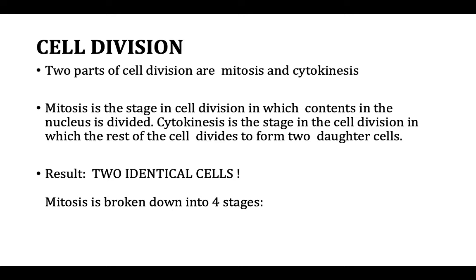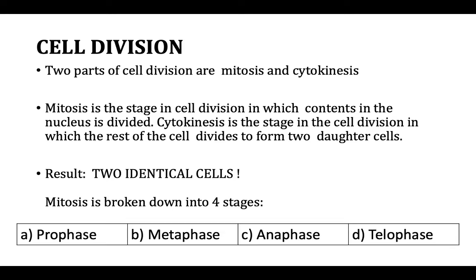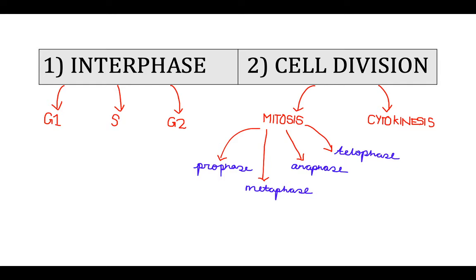And mitosis, which is our first part of cell division, can be broken down into 4 stages. So prophase, metaphase, anaphase, telophase. We will go through those in a lot more detail as well. But just to recap where we're at so far, we started off with our cell cycle being separated into interphase and cell division. So the life of a cell could be separated as interphase or cell division.